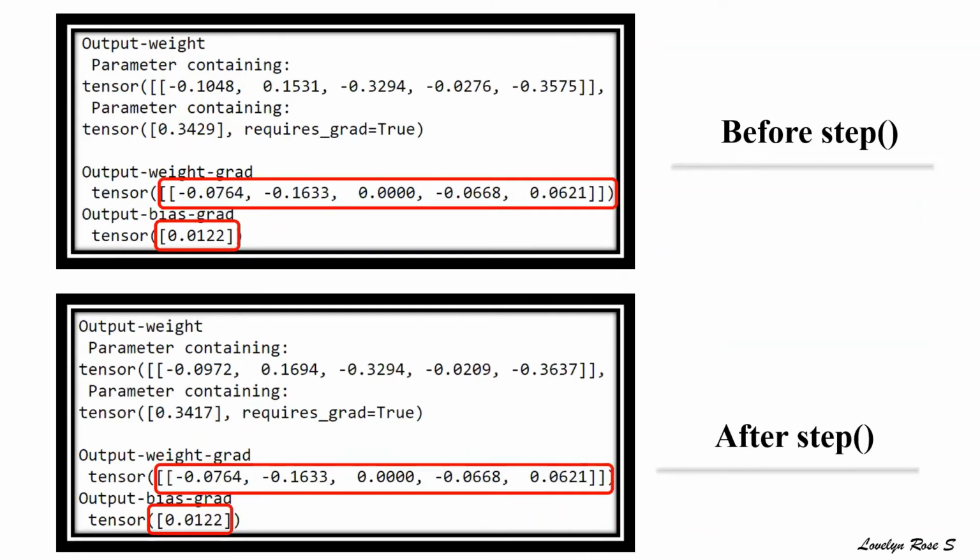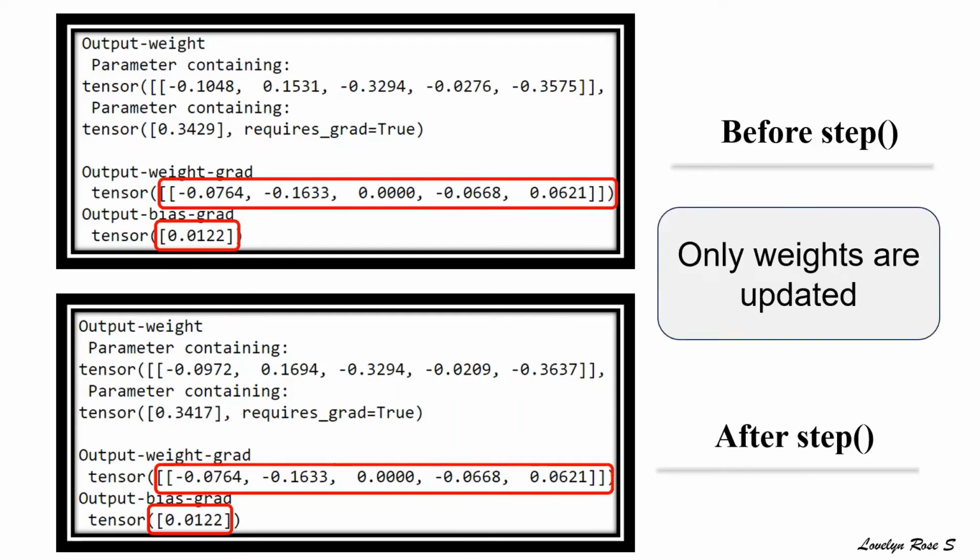This we can see in the output layer also, where the gradient remains the same before and after optimizer.step. But if you look at the weights, they have changed. That is, the weights have been updated.